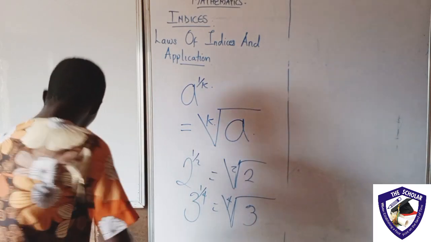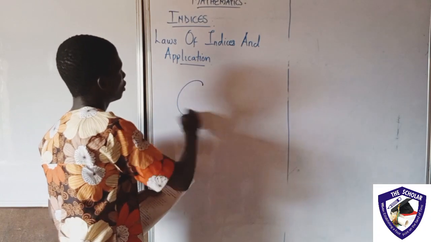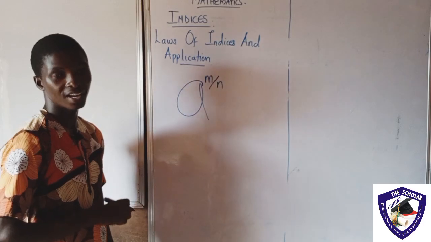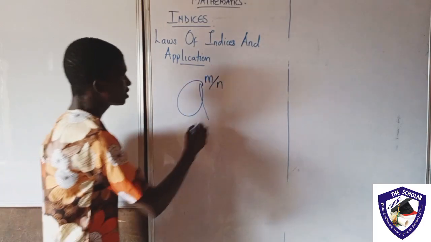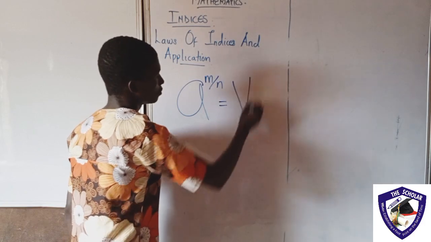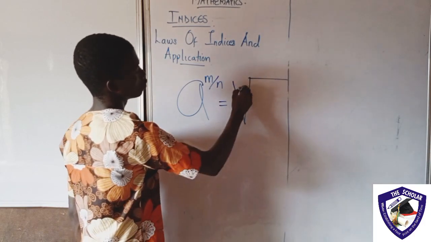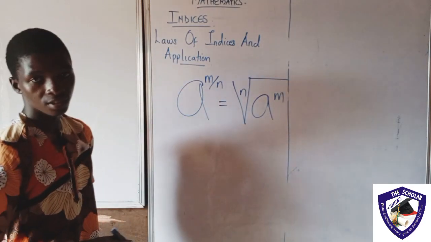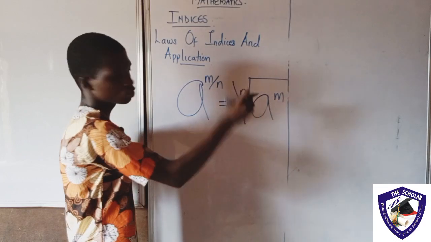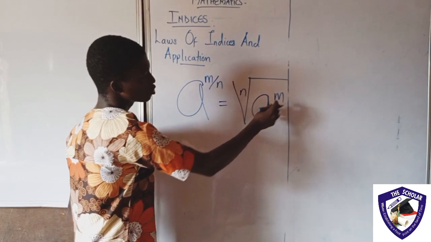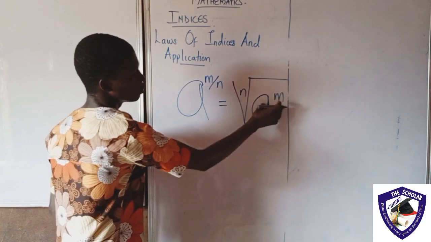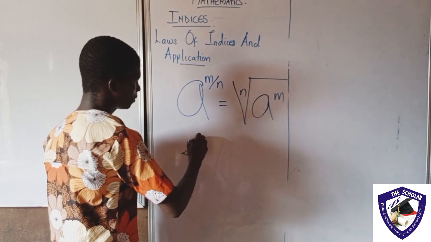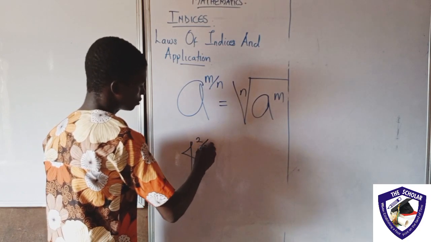Now let us move on to another law of indices. Now we have this law which states a raised to the power m over n. This is another law of indices. Here it states that we are going to have the nth root, we put our n, then a raised to the power m. That means we are going to have the nth root, then a inside the nth root raised to the power m. So this is how to apply this. Let us take for example 4 raised to the power 2 over 3.